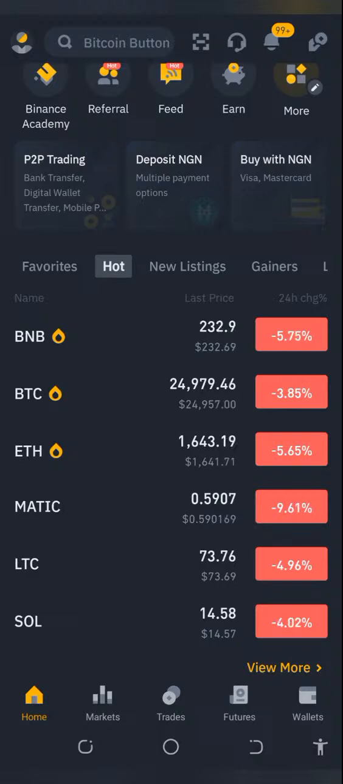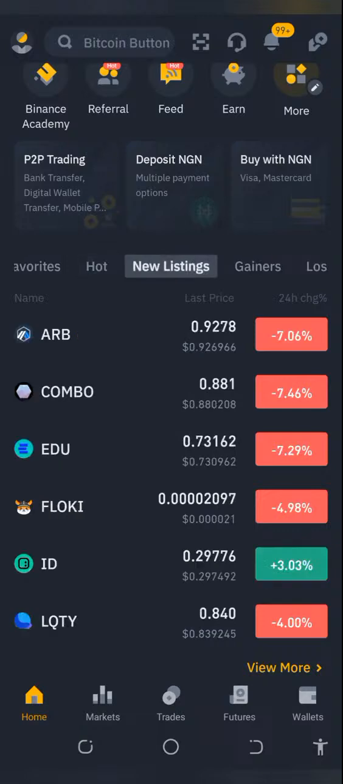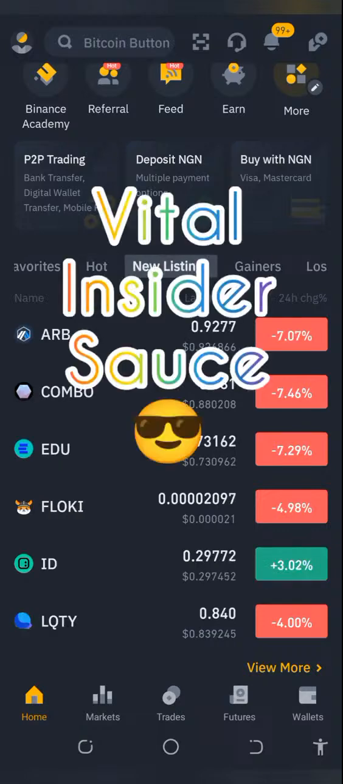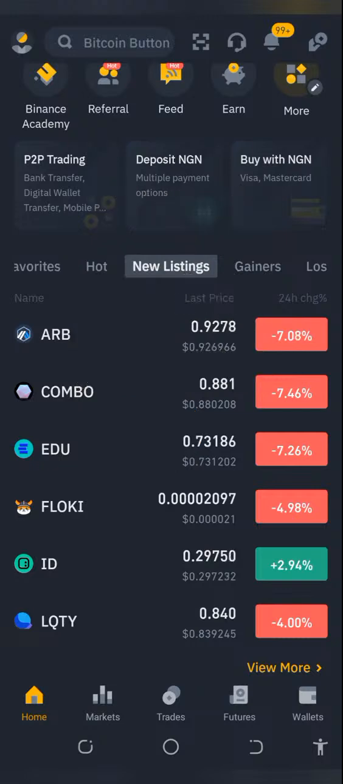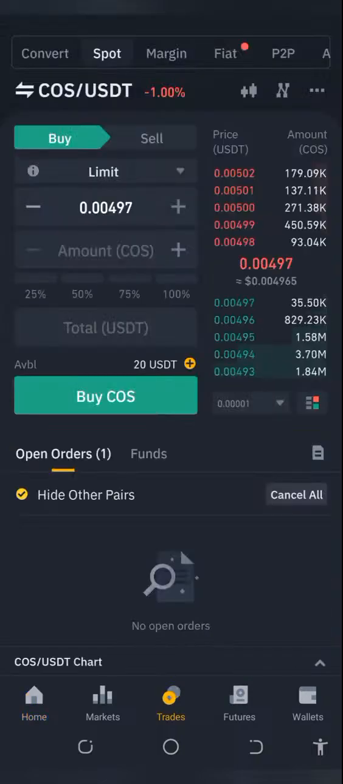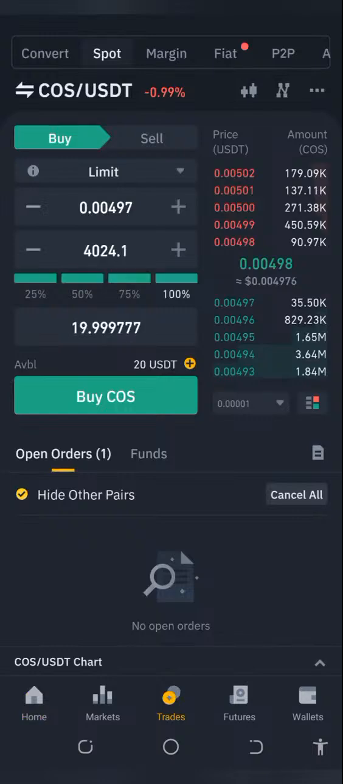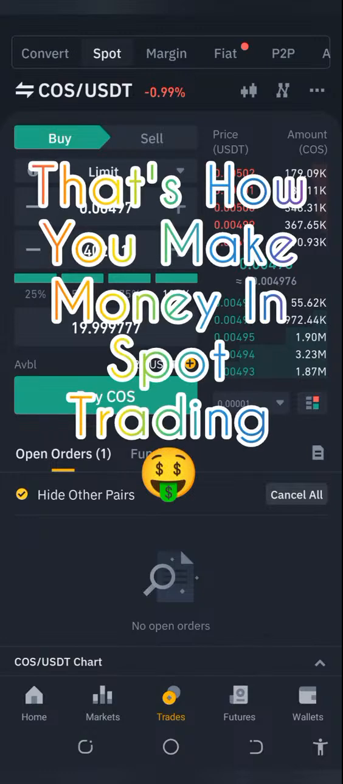Inside of these ones, you can choose anyone you like, right? But there are some very vital insider source things that we talk about in the income strategies course that will give you leverage to choose the right coins that help you. When you do that, you're going to buy that coin. Let's assume it's COS USDT. You need to buy it and then hold it for a short period of time. It could be an hour, it could be two, till it appreciates. And once it appreciates, you sell off for profit. That's how you make money in spot trading.